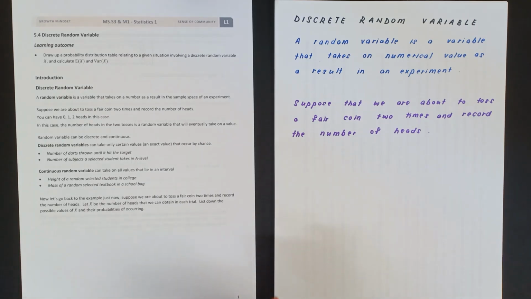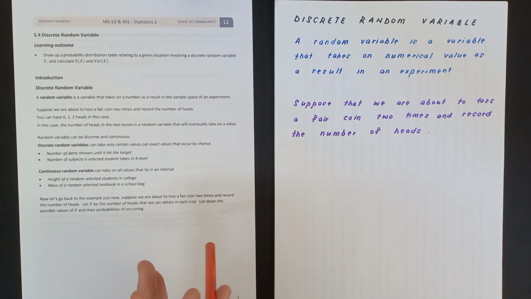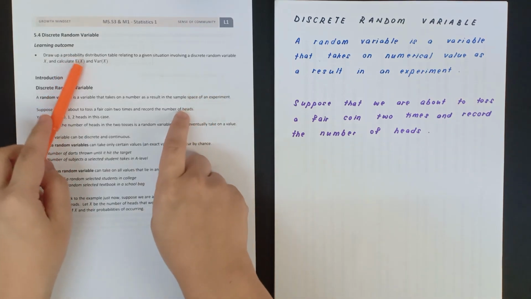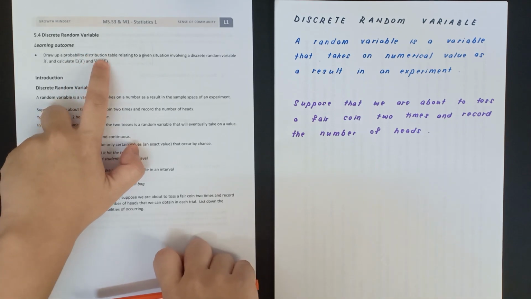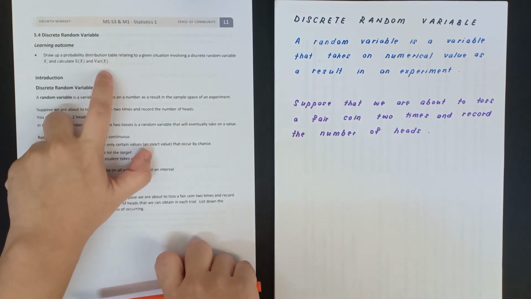Alright, so today's lesson, the learning outcome will be how to draw up a probability distribution table relating to a given situation involving a discrete random variable, and calculate the expectation of x and the variance of x. I'll be splitting this learning outcome into two lessons. Today it's mainly on probability distribution. Then for Friday it will be how to calculate the expectation and the variance.